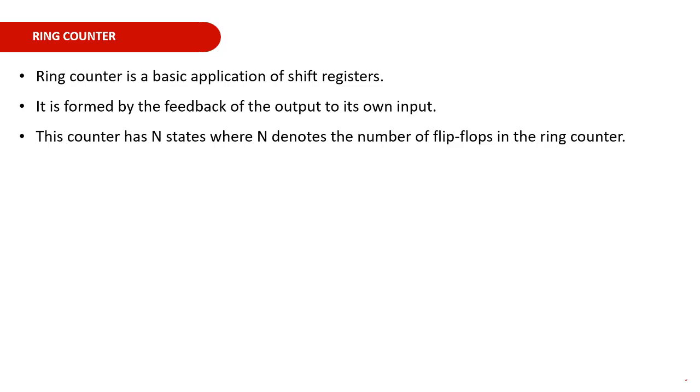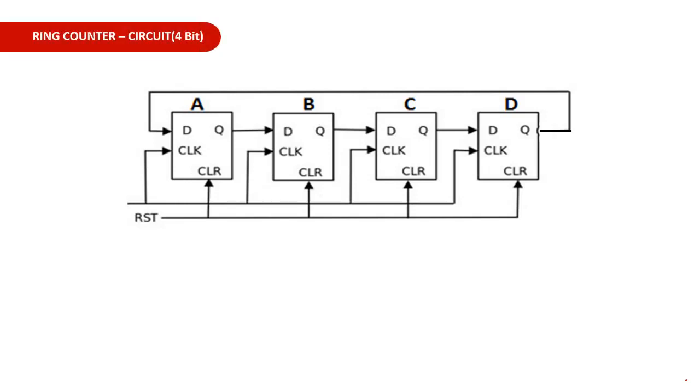So the circuit for the ring counter is shown in the slide. Here we are considering a 4-bit ring counter, and here you can see that we are connecting 4 flip-flops A, B, C and D. Here we are using D flip-flops. You can see we are connecting a single clock pulse to each and every flip-flop. That means the clock signal is available at the same time at the clock pin of each and every flip-flop.